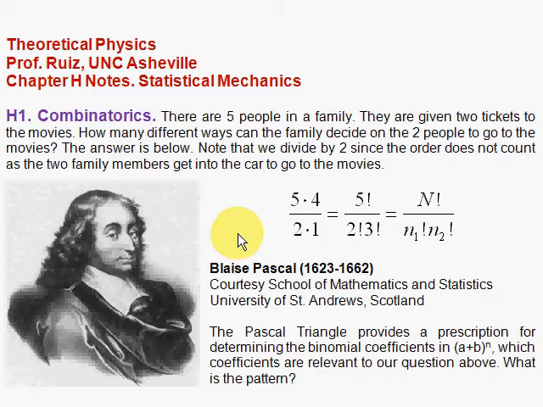It doesn't matter who gets into the car first. So we want to divide by 2. We want to also write these as factorials, so we write 5 factorial over 3 factorial to kill the 3, 2, 1, and we include the 1 here so that we think of this as 2 factorial.